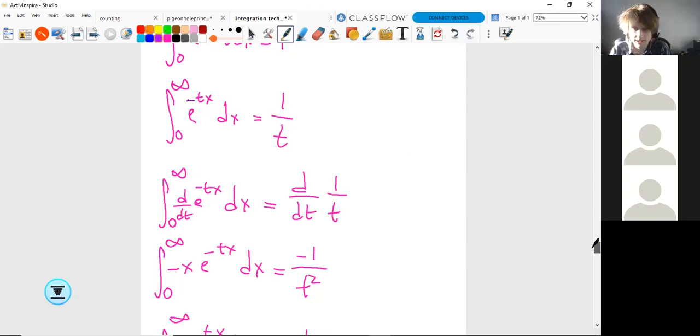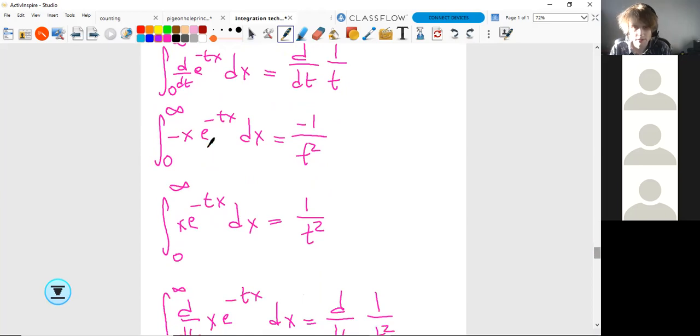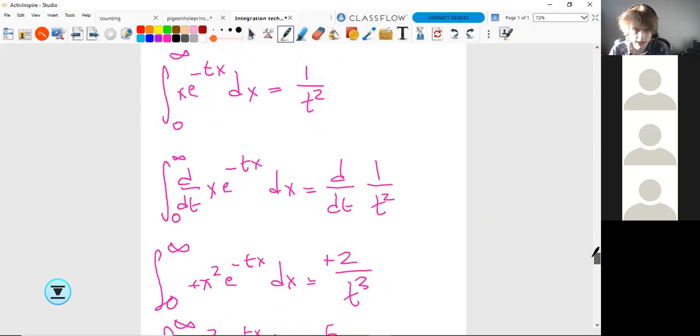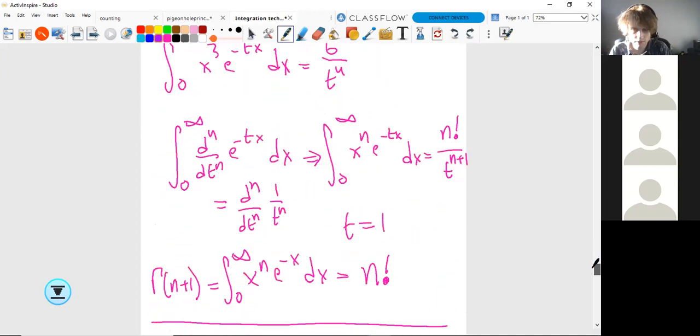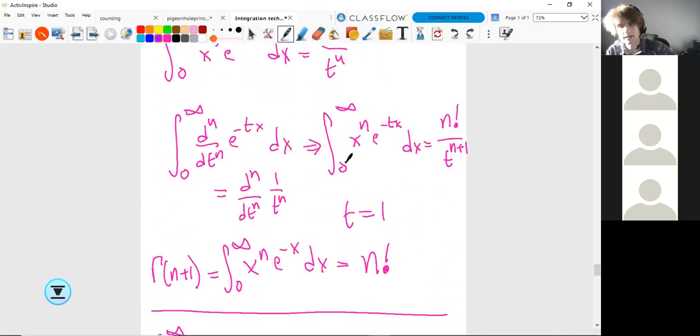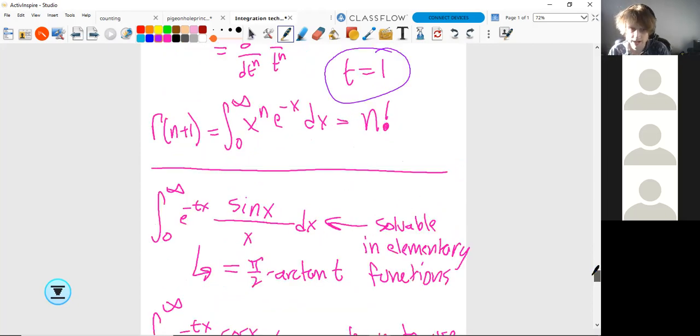So then if we take the t derivative of both sides, then we can obtain the very nice statement that the integral from 0 to infinity of x e to the minus tx dx is equal to 1 over t squared. And as we take the nth derivative, we get that the integral from 0 to infinity of x to the n e to the minus tx dx is equal to n factorial over t to the n plus 1. And if we set t equal to 1, then we obtain an expression for gamma of n plus 1.